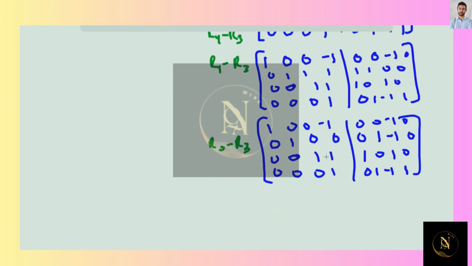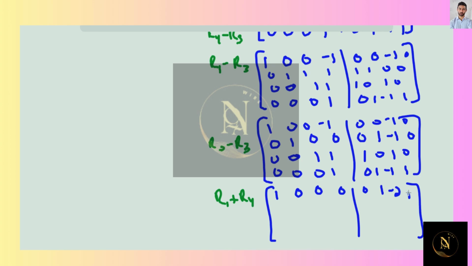Two more. Let's get a 0 in row 1 by adding rows 1 and 4 together. So 1 plus 0, 0 plus 0, 0 plus 0, negative 1 plus 1, 0 plus 0, 0 plus 1, negative 1 plus negative 1, 0 plus 1.